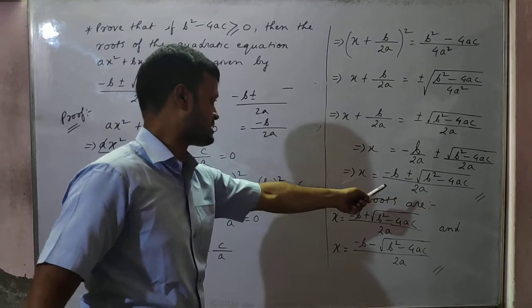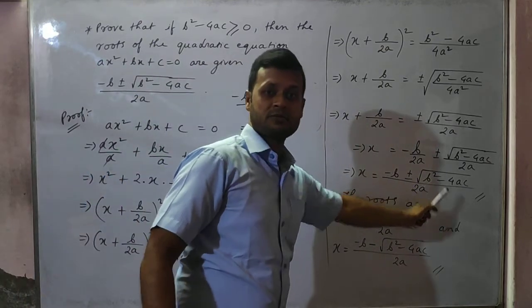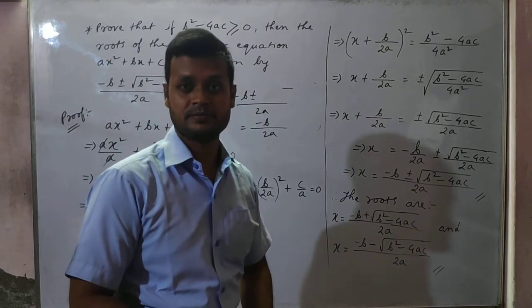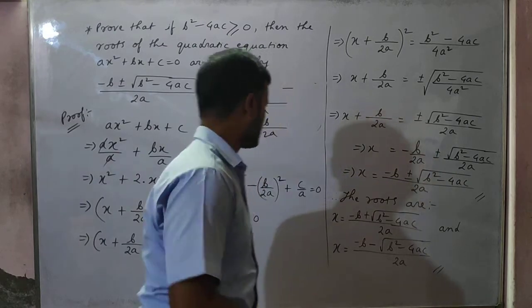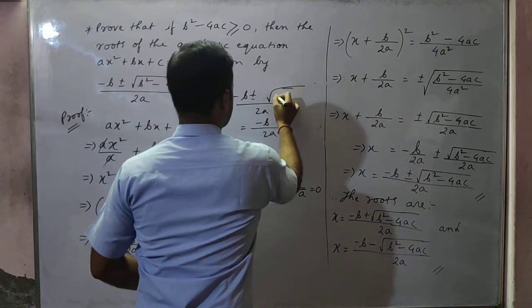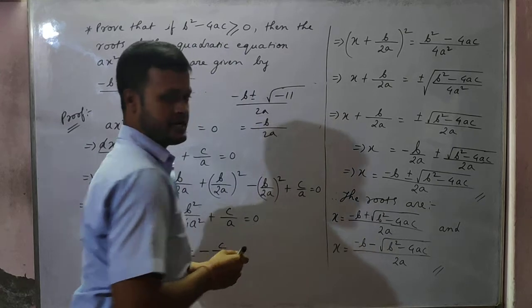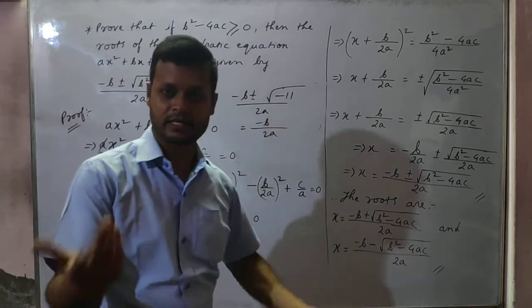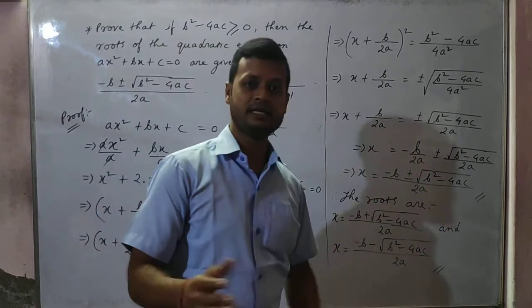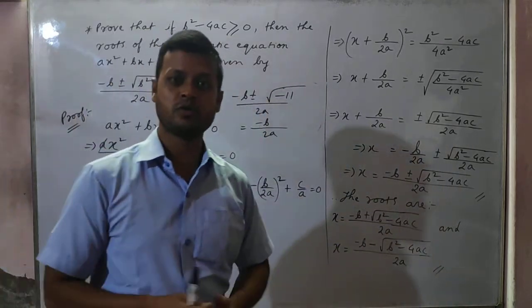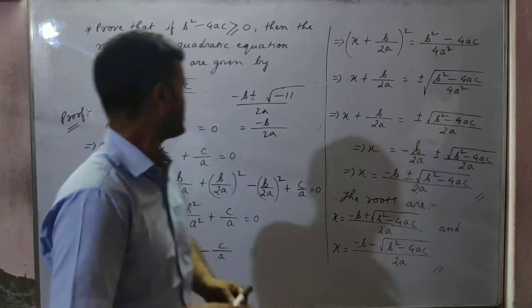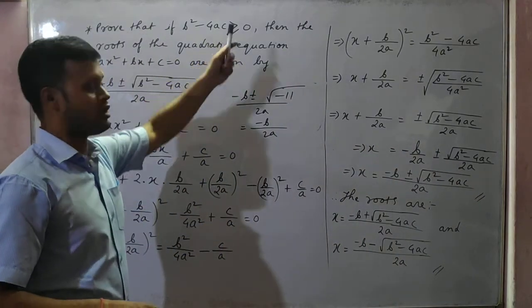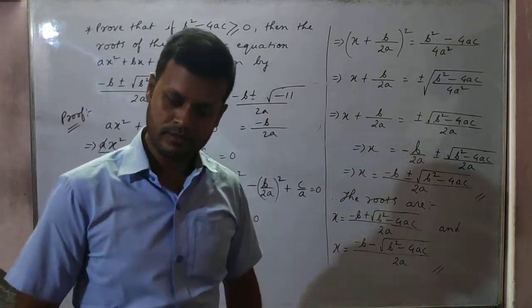But if b square minus 4ac is less than 0, then what will happen, students? We will get a negative number under the root, suppose minus 11. Can you find the square root of a negative number? You cannot find it. So we will not get the roots. If b square minus 4ac is less than 0, then there will be no real roots. Therefore it is written here that it should be greater than or equal to 0. Understood?